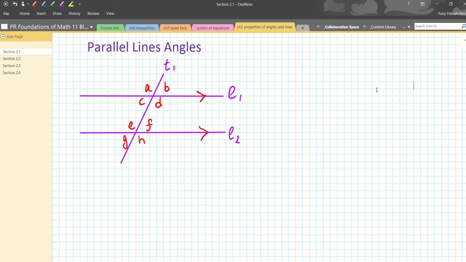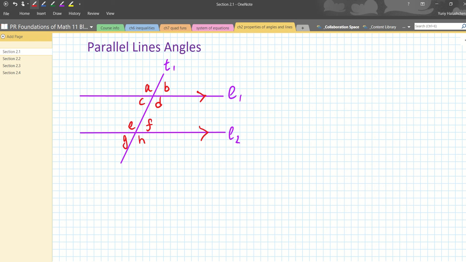So what I have here is two parallel lines, L1 and L2, and I have a transversal line going through them. And we end up with 8 angles. We have A, B, C, D, E, F, G, and H. So in the previous video, I mentioned that there are some corresponding angles which are going to be on the same side of the transversal. One of them is going to be interior angle, one of them is going to be exterior. And I also mentioned there are interior and exterior angles. So I'm going to expand more on those in this video.